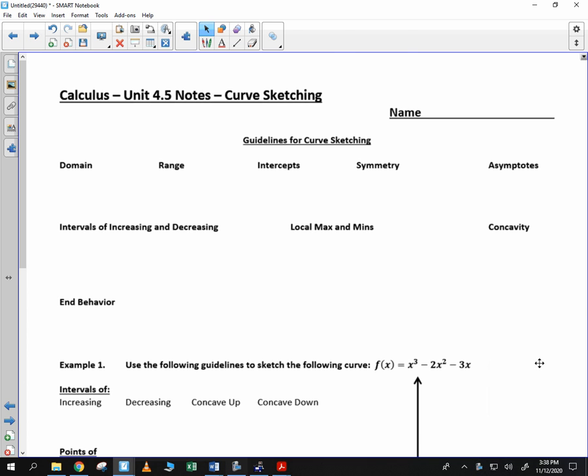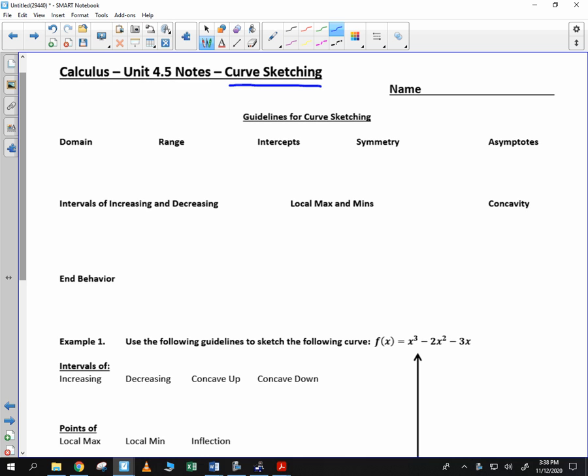Okay, here I am. We're kind of in our last unit, our last lesson before we test. We're going to put everything together and talk about curve sketching. And when we do, there's a lot of different pieces to keep in mind.